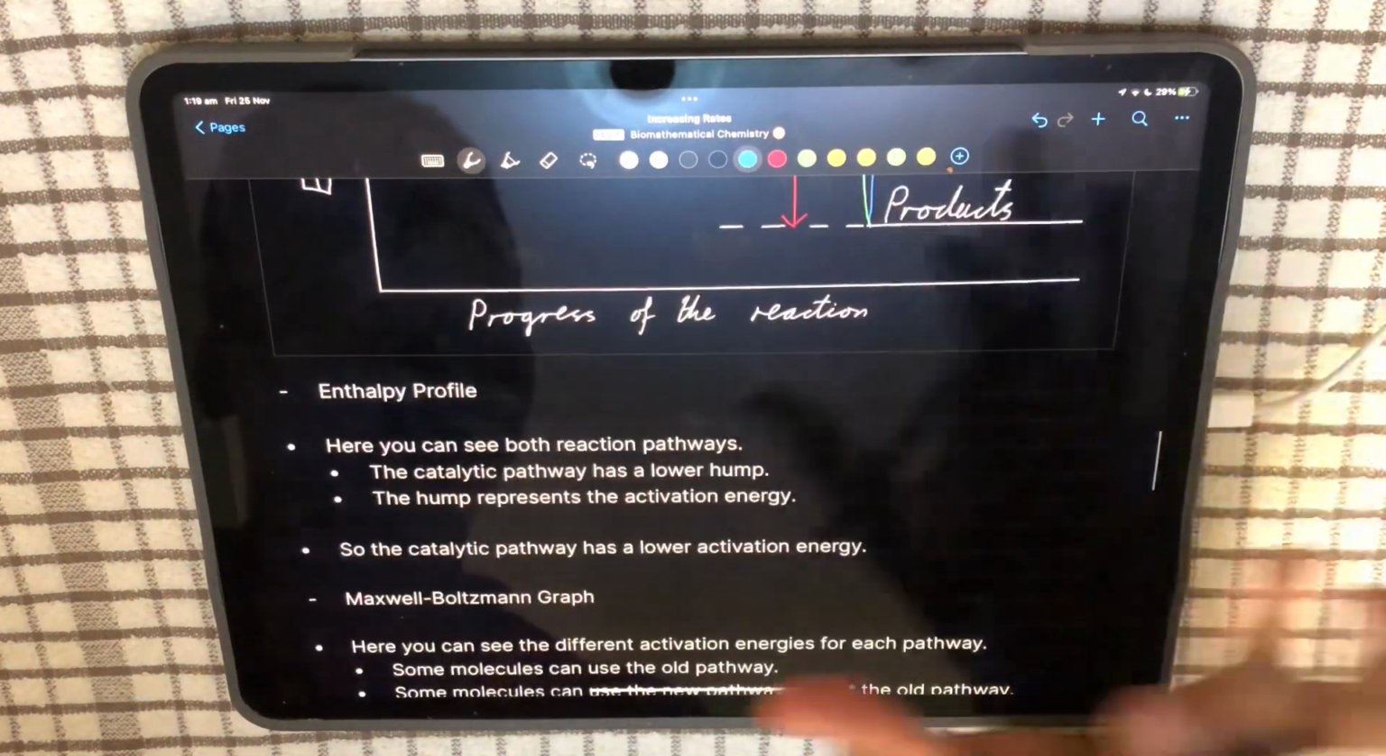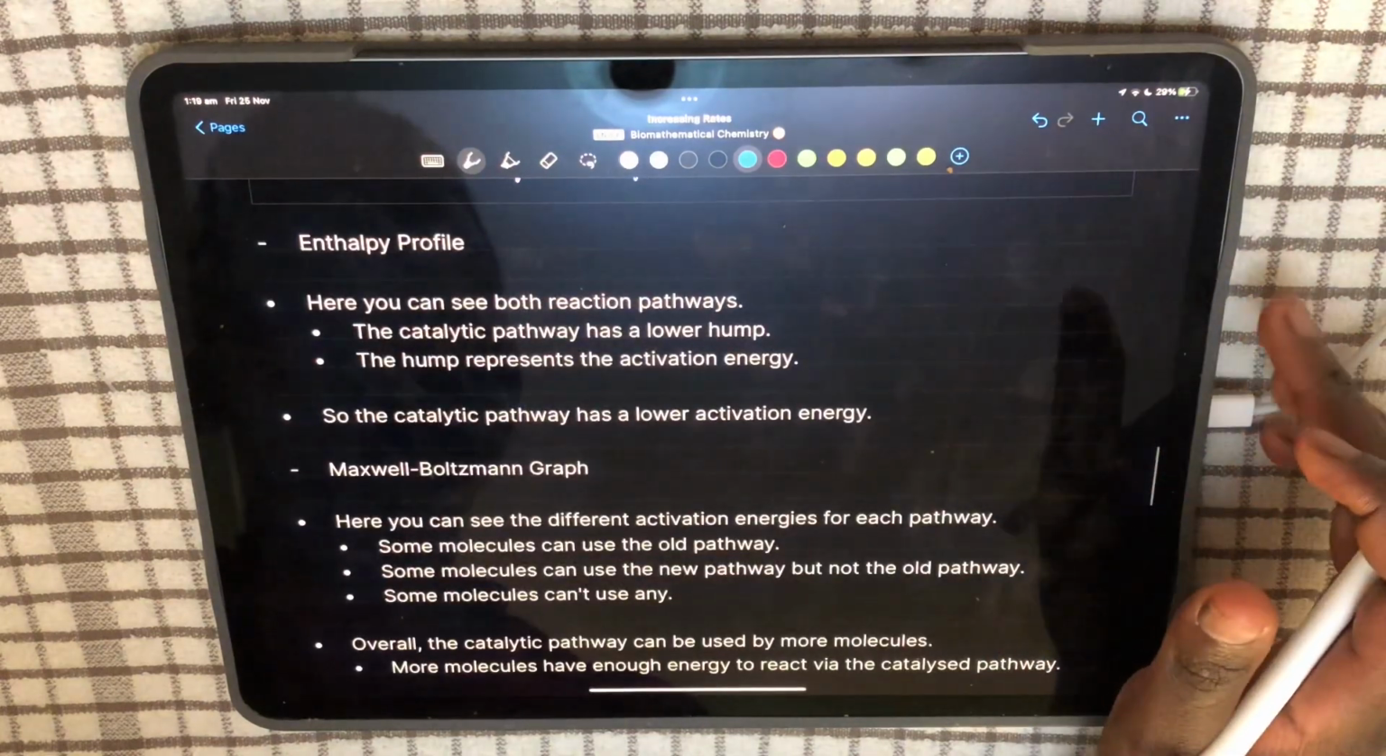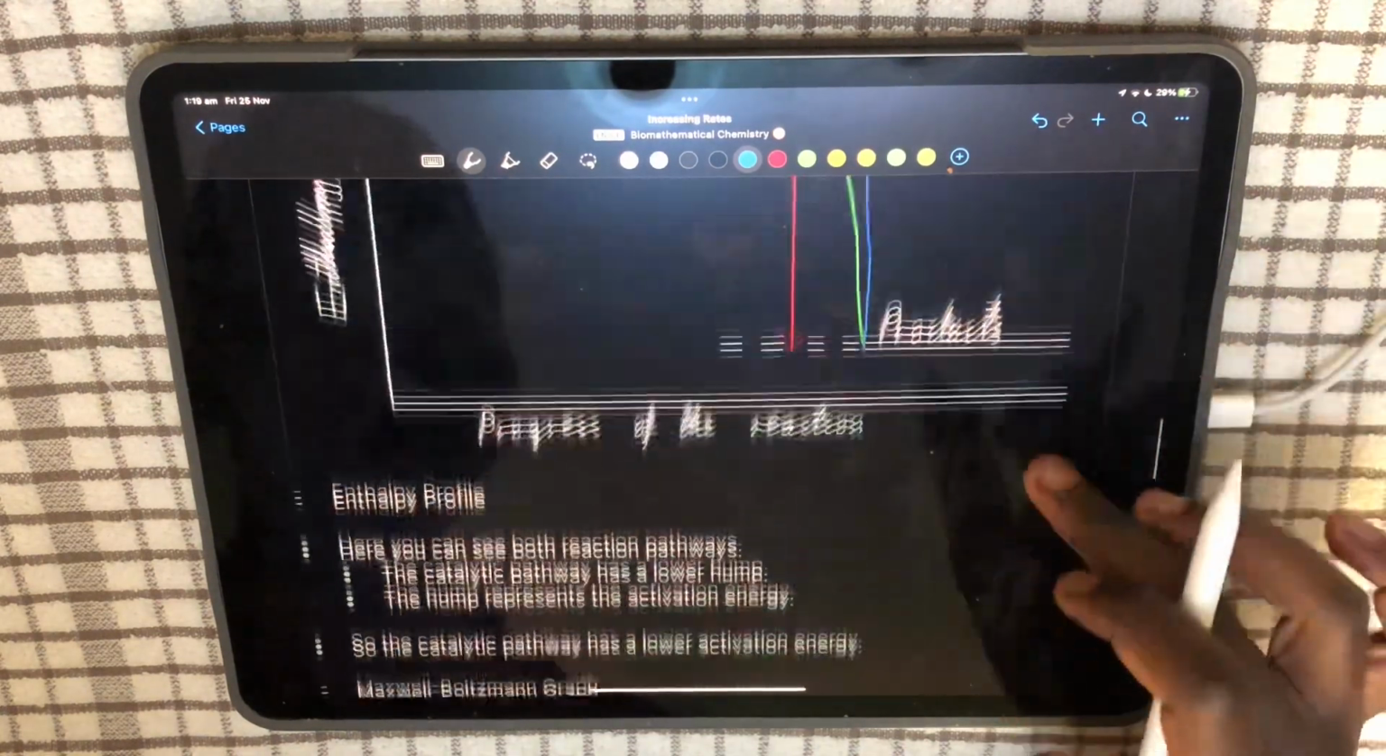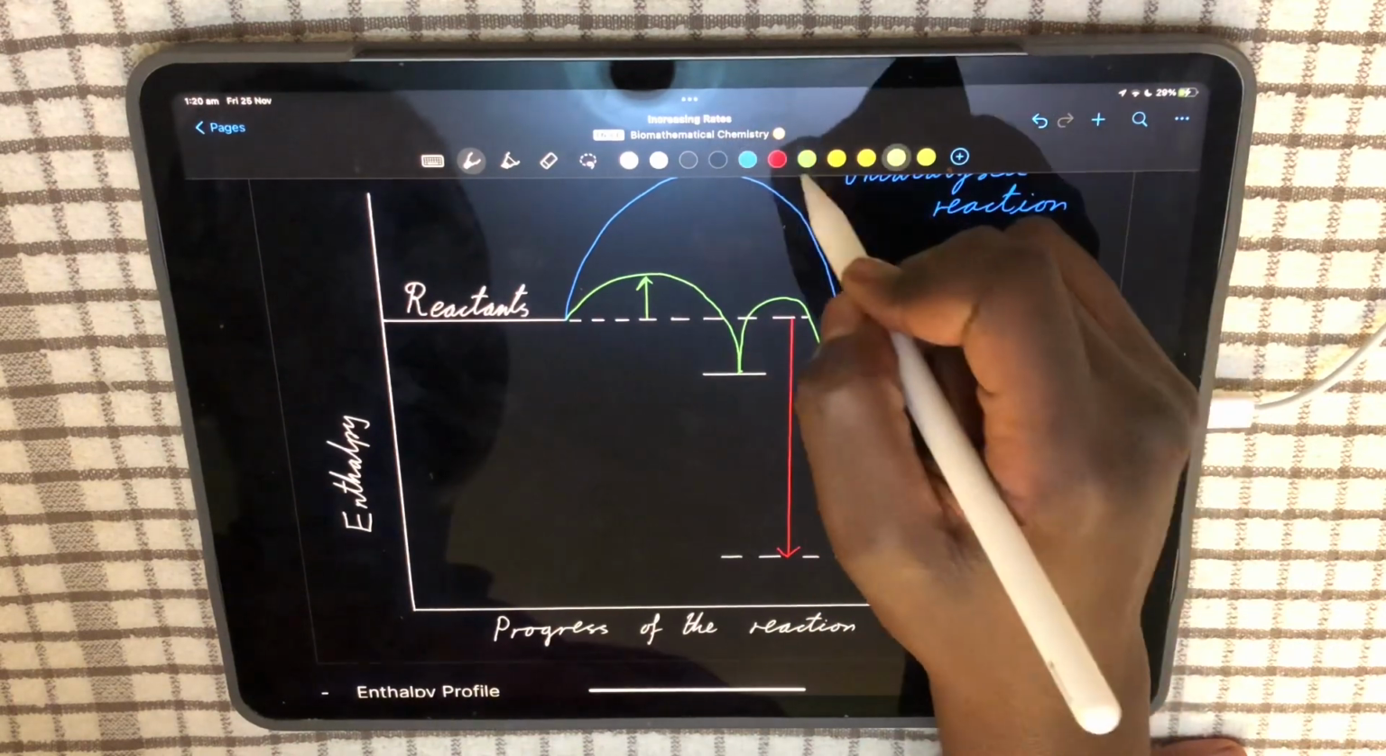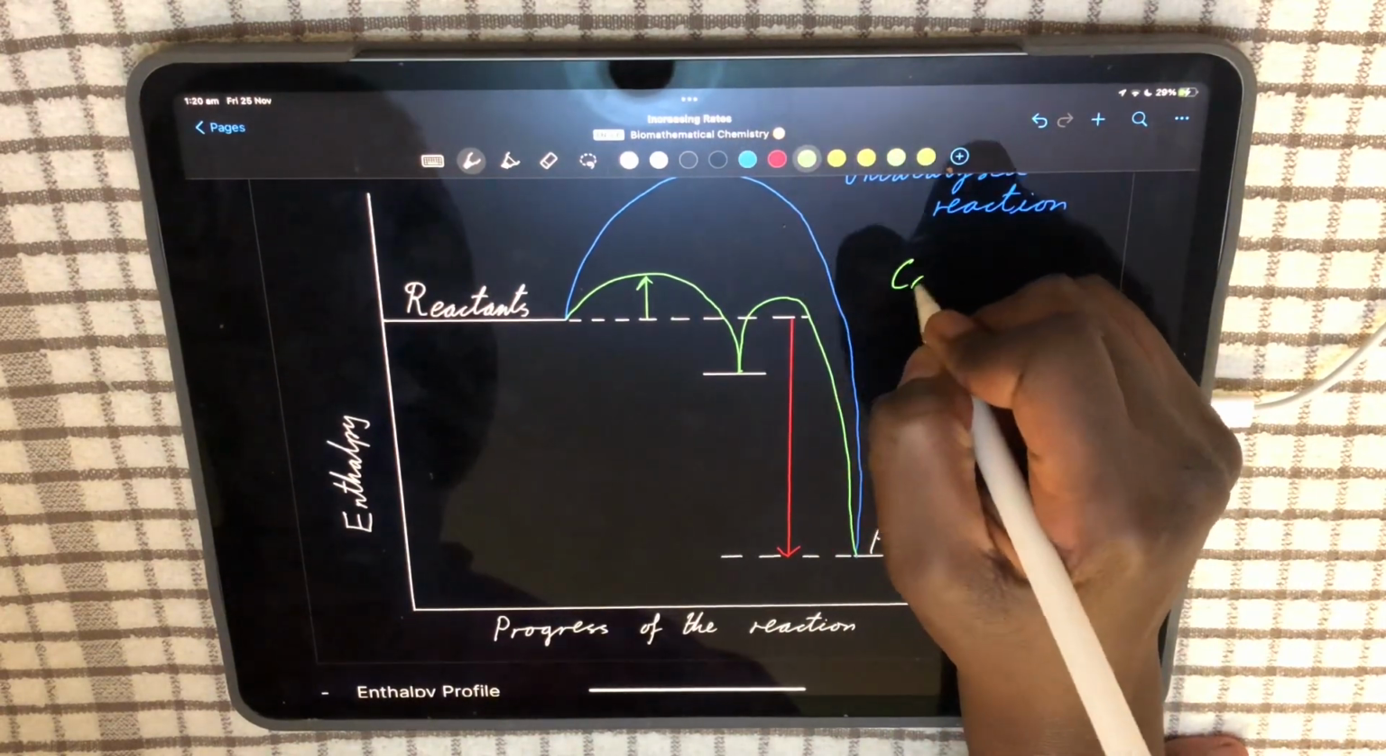I should stop talking now and just go through the notes here. So the catalytic pathway has a lower activation energy, as obviously seen. So that's the catalyzed reaction.